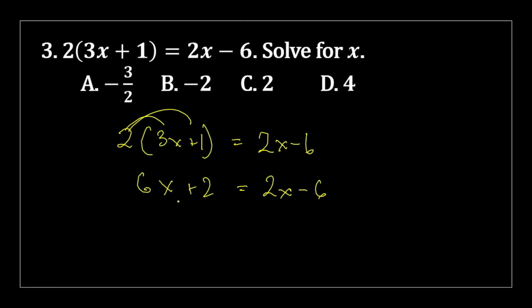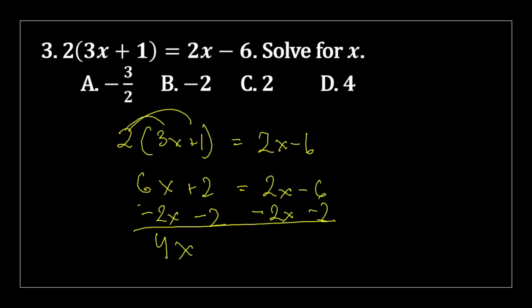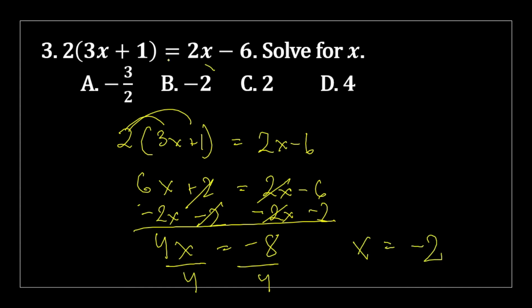In this case, I would try to put the x values on the left side. So I will subtract 2x on both sides. And I will subtract 2 on both sides. So in this case, we're going to cancel it. 6x minus 2x is equal to 4x. This is 0. Cancel out. This is also cancelled out. Negative 6 minus 2 is equal to negative 8. Then I'm going to divide both sides by 4. So I have the value of x as negative 2. And that is letter B.